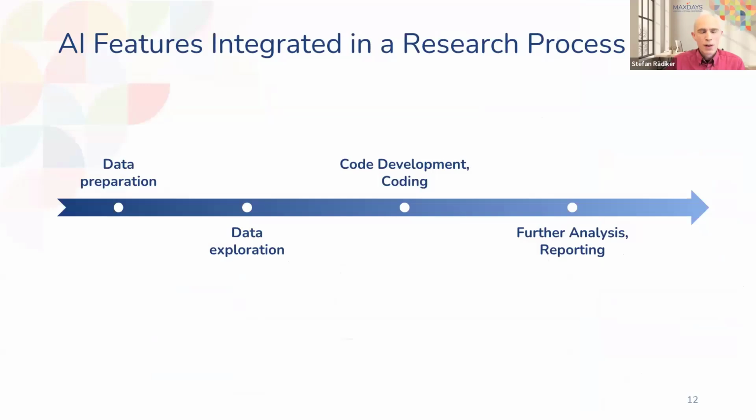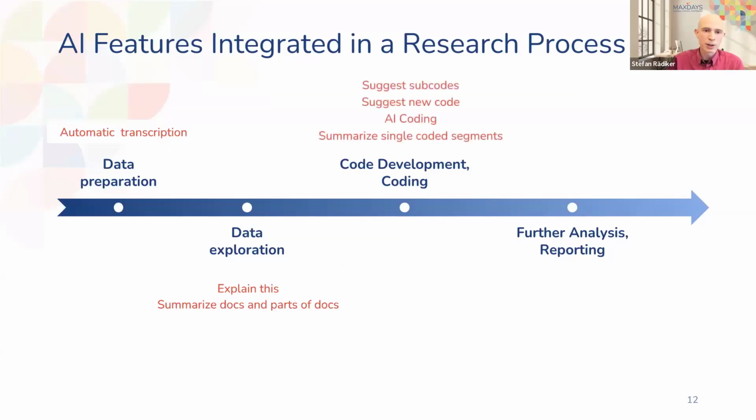So, the single-purpose features usually are used within one specific step in our research process. For example, data preparation, data exploration, during code development and coding. Some of them may be used for reporting and code development or for reporting and data exploration.